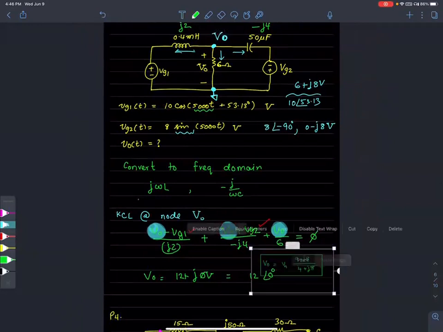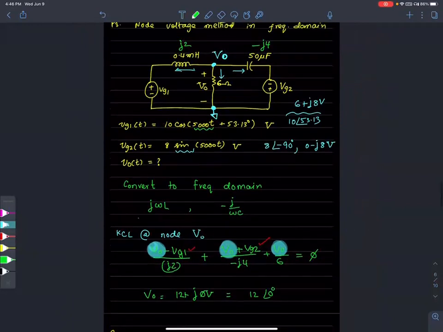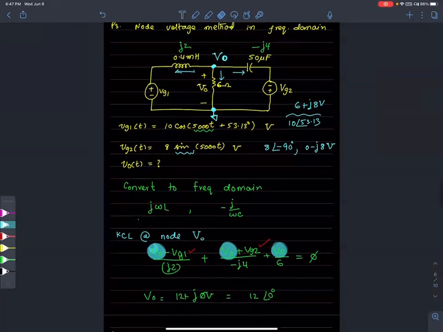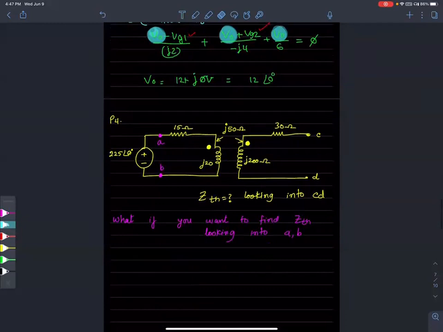If you had a different kind of circuit with more than one unknown, then you would have to set up two equations. For example, if this circuit looked something like this, with an additional node V1, then you would have to write KCL at this node as well. And then there are two equations, two unknowns. That would be fun. But for now, you get the idea. All we have done is to apply the node voltage method in the frequency domain by writing KCL. Questions, please. What questions do you have?